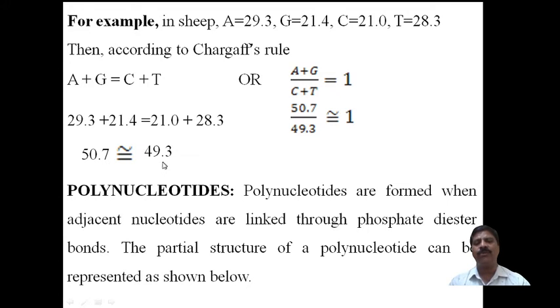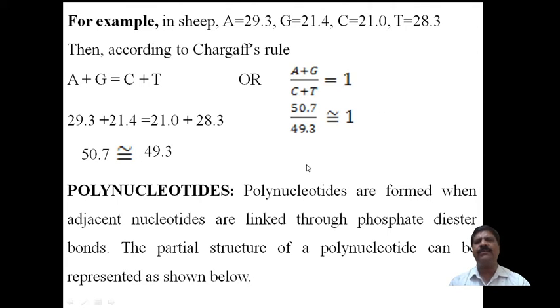50.7, and this is equal to 49.3. 50.7 is very near to 49.3. Therefore, this is called base equivalence. Equivalence is not exactly equal, but nearly equal. Therefore, we say that after adding, 50.7 divided by 49.3 becomes nearly 1.0 something, 1.00 or so, and that 0.01 or whatever it may be is negligible, and therefore it is equivalent to 1.